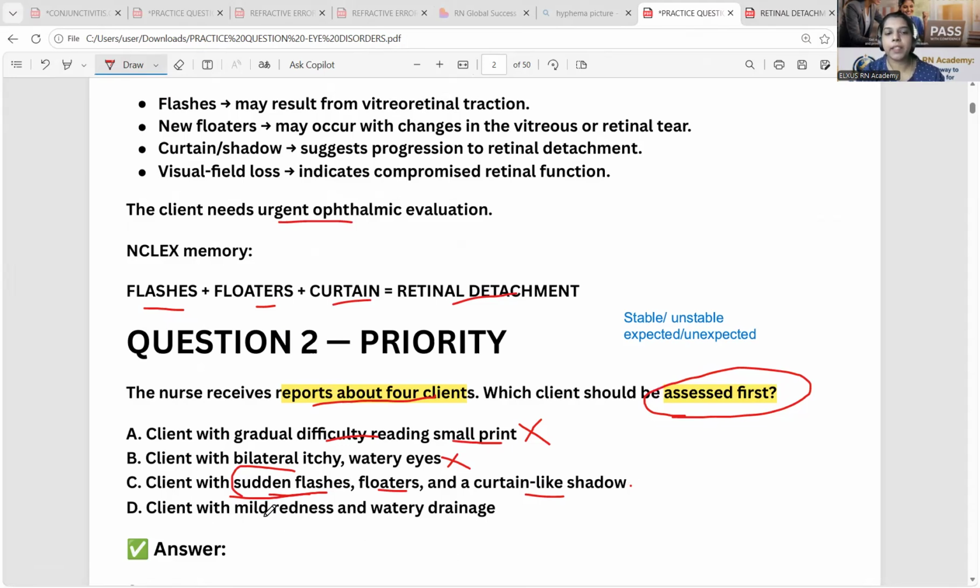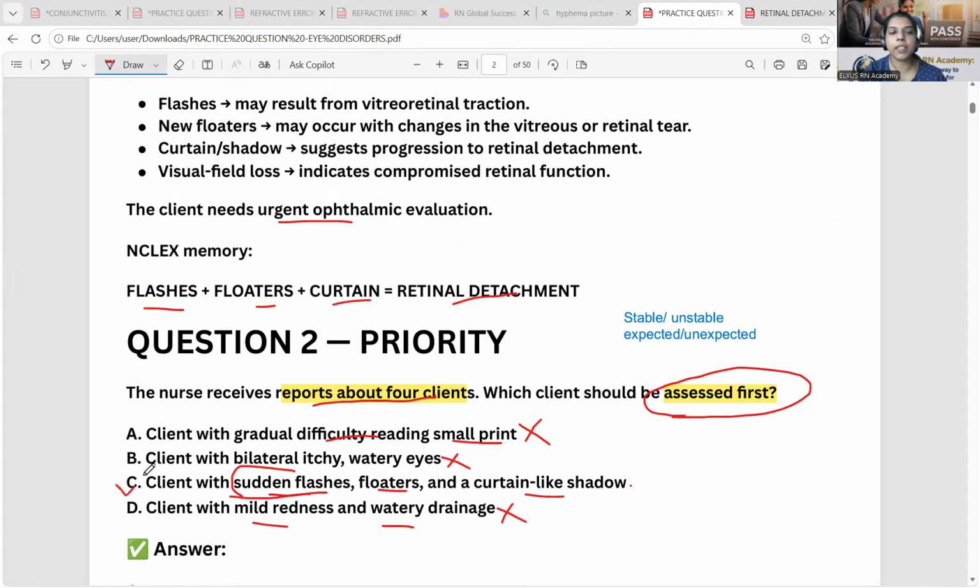And also, the client with mild redness and watery eyes. Mild redness and watery eyes are not an unstable situation. It cannot be an unexpected situation. It is a stable situation only. So we can eliminate the last option also. So what is the correct answer?